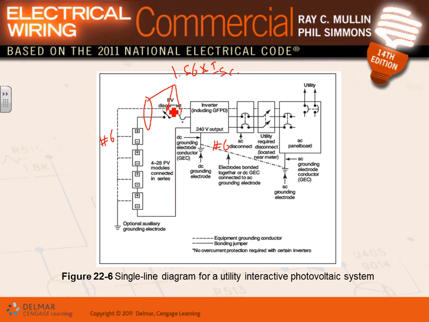Now you go to the inverter side here: 1.25 times I output of the inverter. You size the disconnects, you size the wires, and you size the overcurrent protection device. All these are sized at 1.25. Any comments, guys? Any questions about the riser?